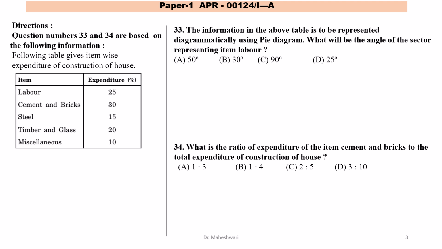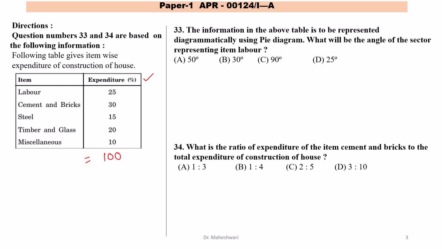Okay, let us go to the next one. Questions number 33 and 34 are based on the following table. The table tells us the expenditure in percentage. If you see here, it is in percentage. There are different items where the expenditure has taken place while constructing a house: labor, cement and bricks, steel, timber and glass, and miscellaneous. This is in terms of percentage, which means if you add them, the total should be 100. Count them and see whether it is 100 or not.